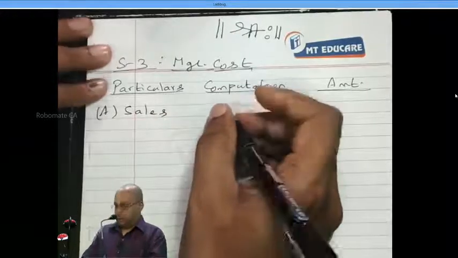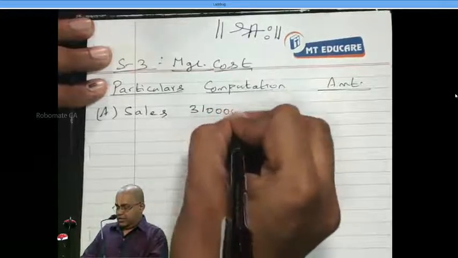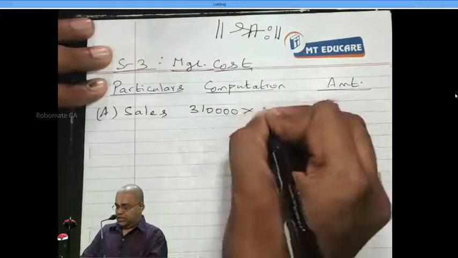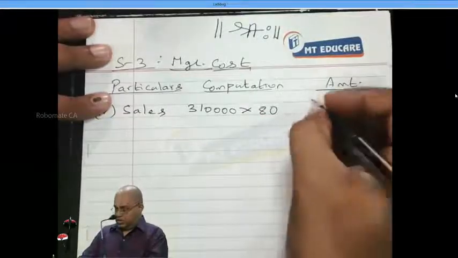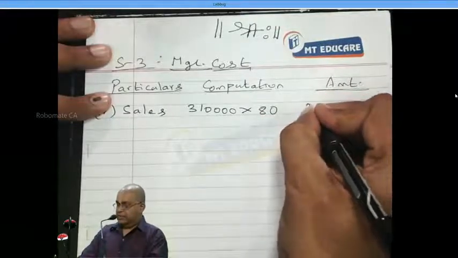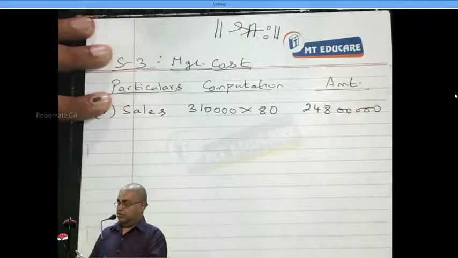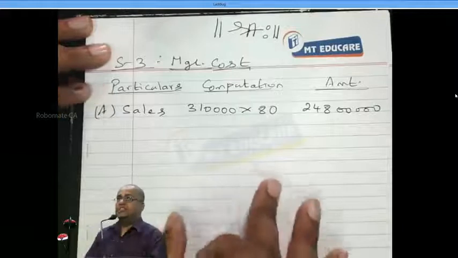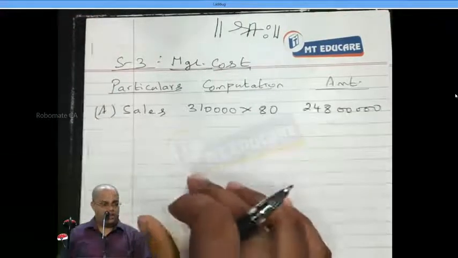How many units sold? 3,10,000 units sold, into how much rupees? 80 rupees. Tell me the amount. 2 crores 48 lakhs, 2,48,00,000. Sales is 2 crores 48 lakhs. Can I go to the next item or not?